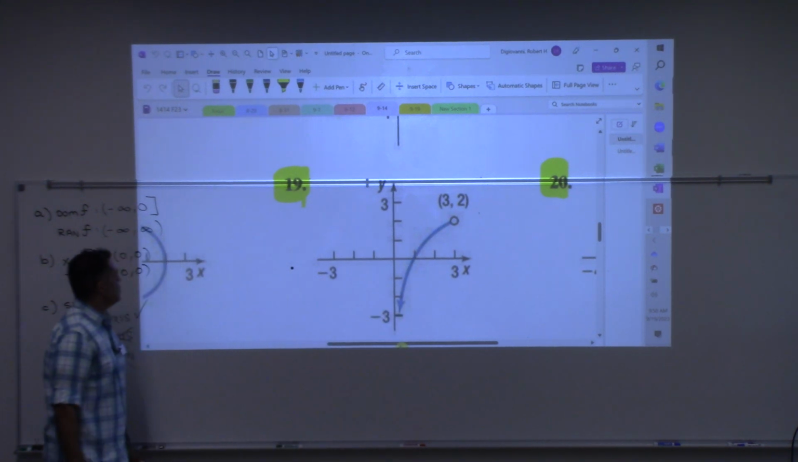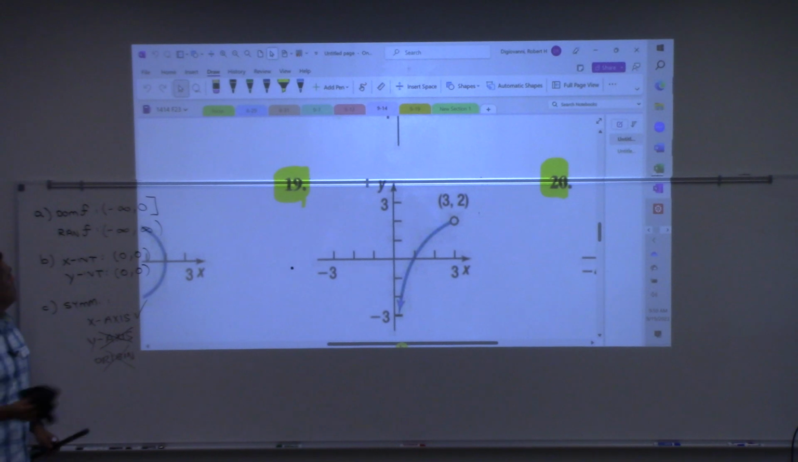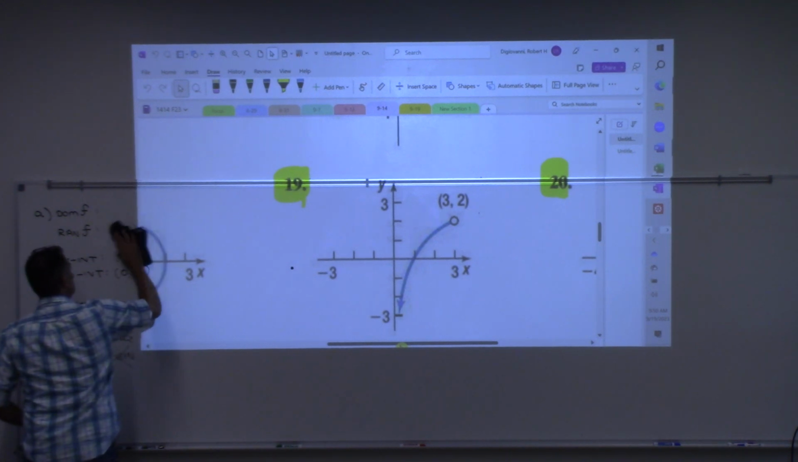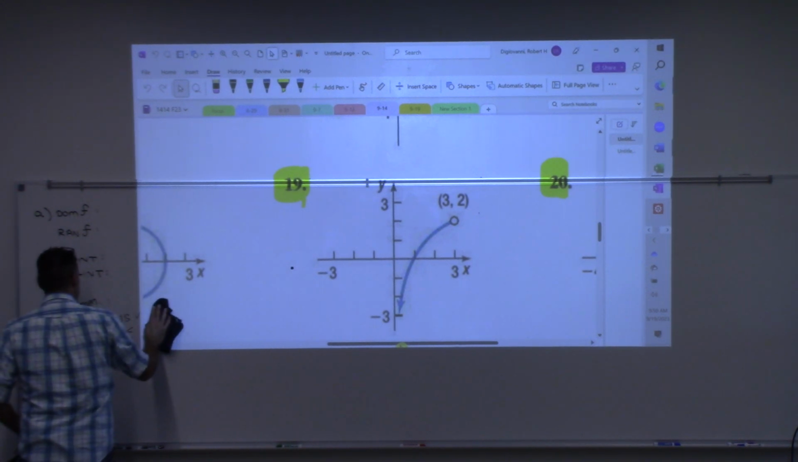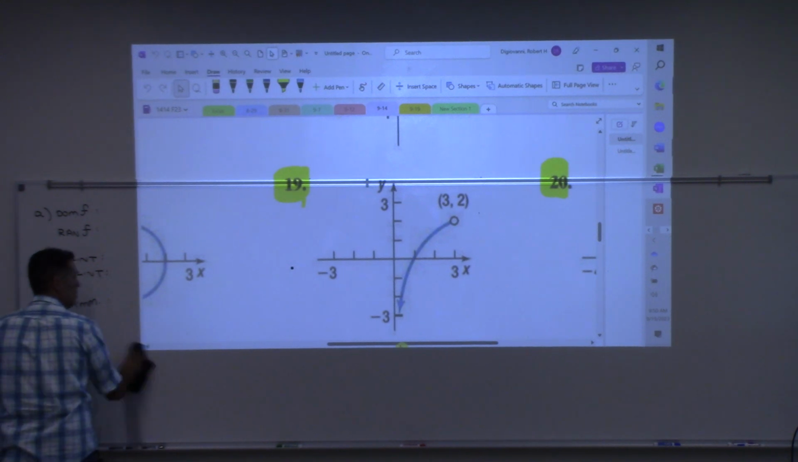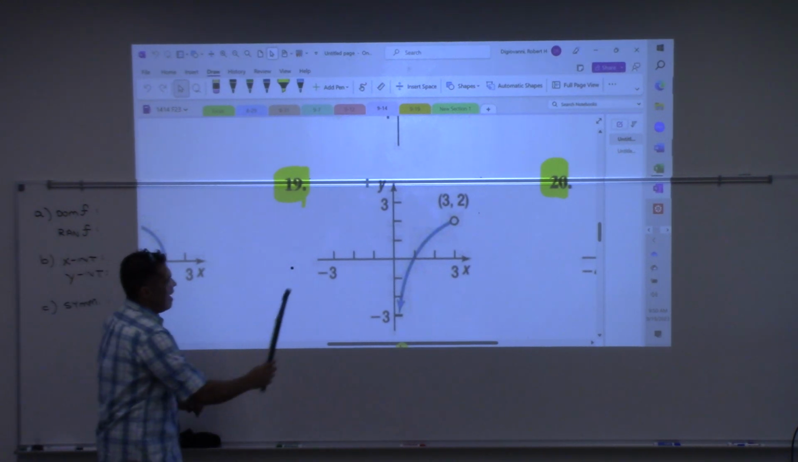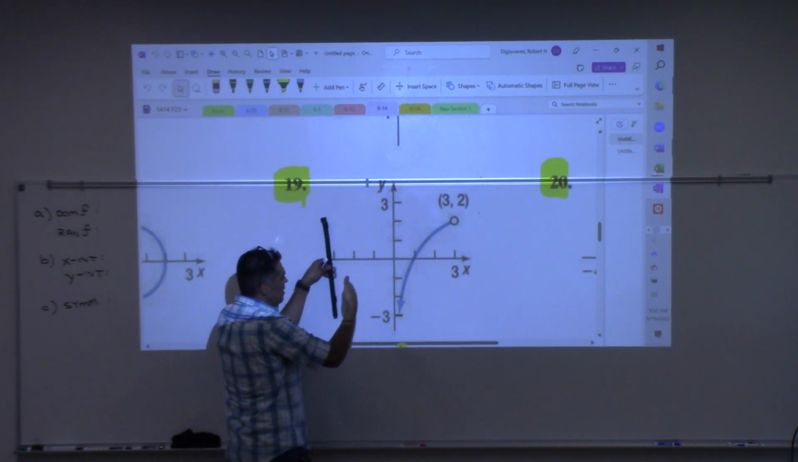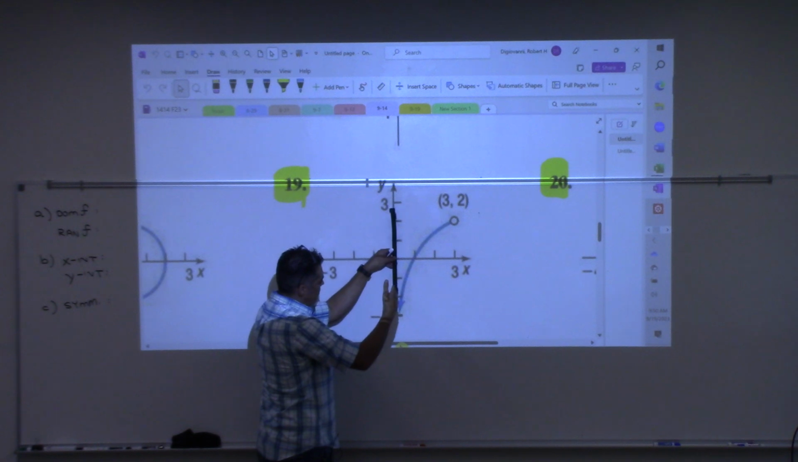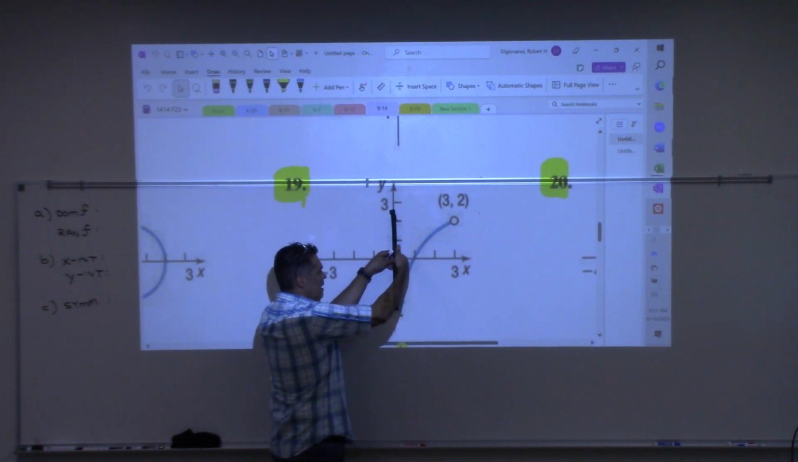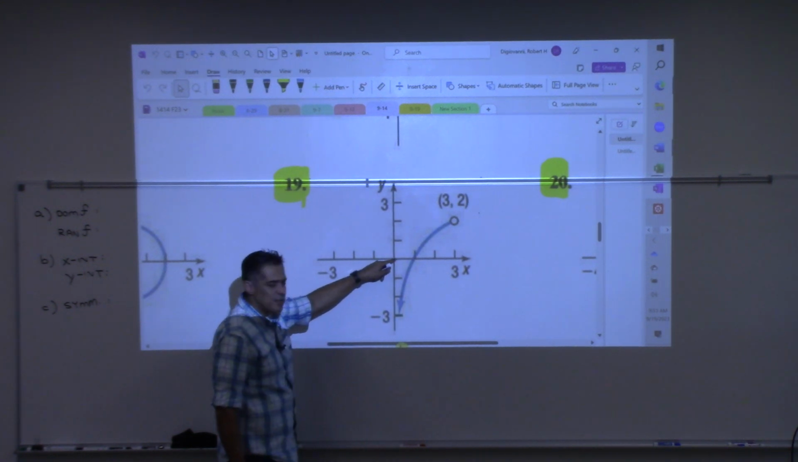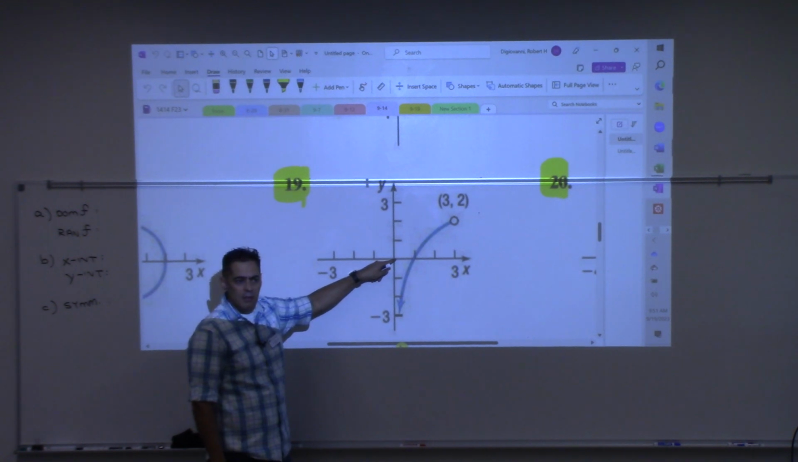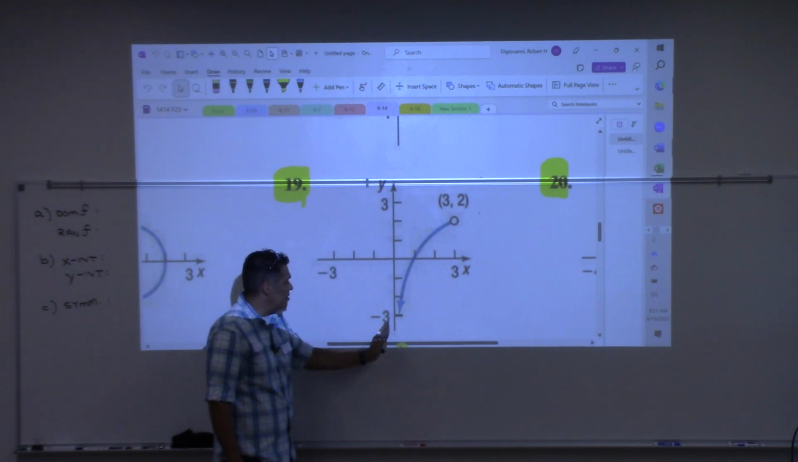Okay, let's talk about the domain first. Does it go to the left forever? No, right? I don't have anything over here, do I? Nothing over here. Not until I get to where? 0. Now, is my graph defined at 0? If I plug 0 in, does it look like my graph is defined? No. So it's what we call a vertical asymptote.